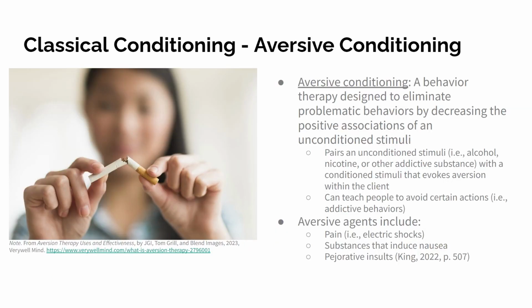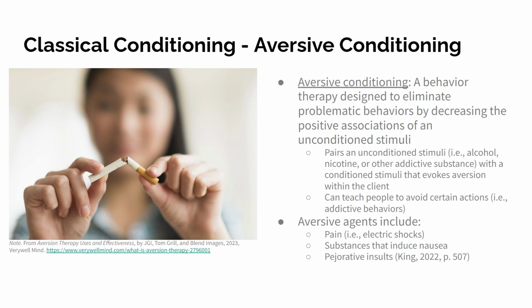Next, we have the next classical conditioning-based therapy. The next classical conditioning-based behavior therapy we are going to talk about is aversive conditioning. Aversive conditioning is a behavior therapy that is designed to eliminate problematic behaviors by decreasing the positive associations of an unconditioned stimulus. Specifically, this therapy solution pairs an unconditioned stimulus, such as alcohol, nicotine, or some other addictive substance, with a conditioned stimulus that would evoke a sense of aversion within the client.